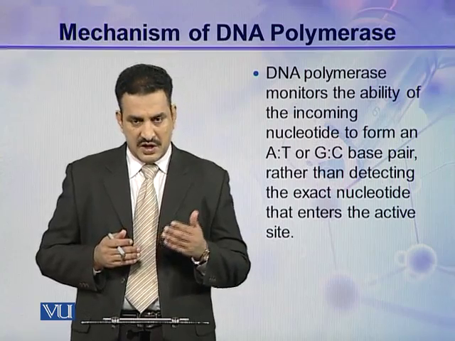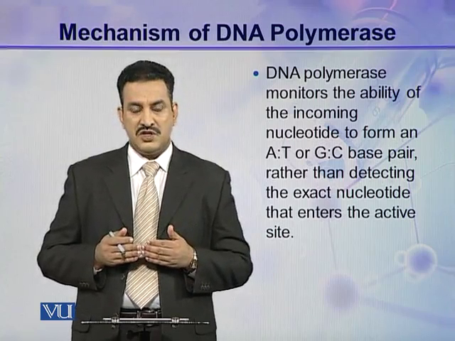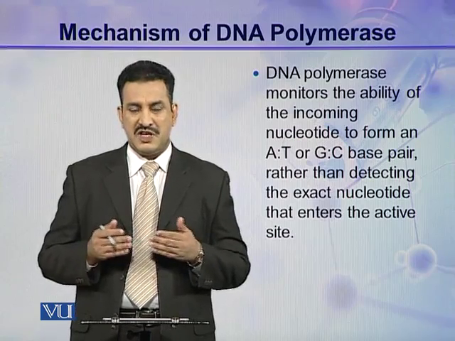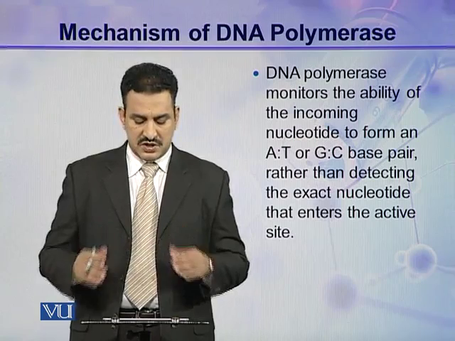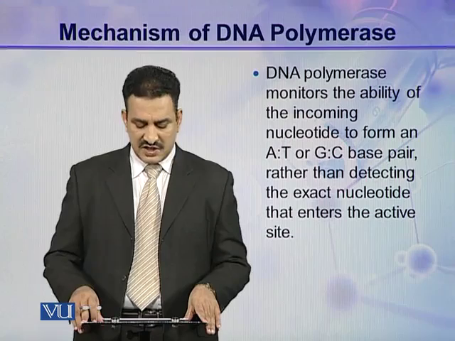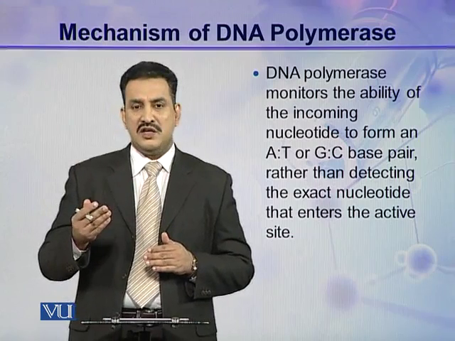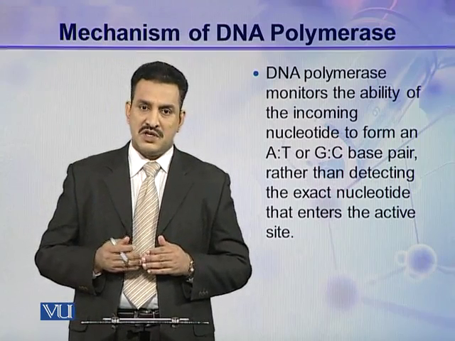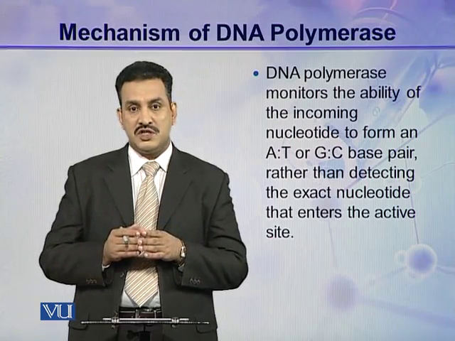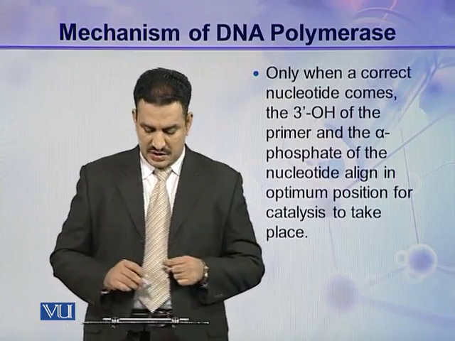For example, A will only base pair with T, and G will only base pair with C. So this is correct base pairing, and this is monitored by this DNA polymerase, and it doesn't detect the exact nucleotide that enters the active site. So any of the 4 DNTPs can come to the active site, but only the right DNTP will be added to the existing chain of the DNA.